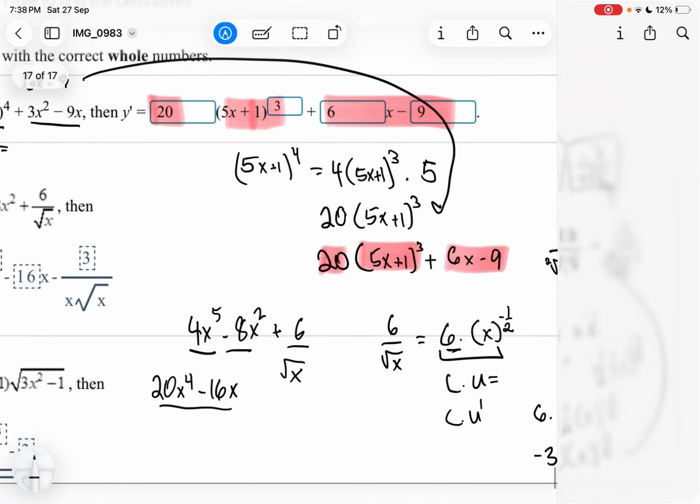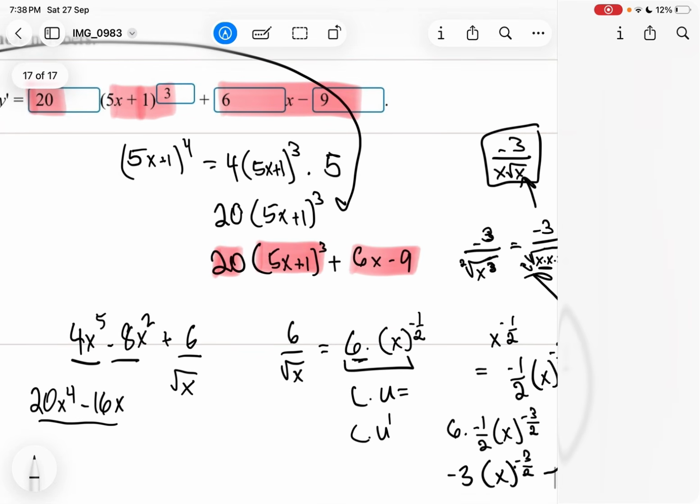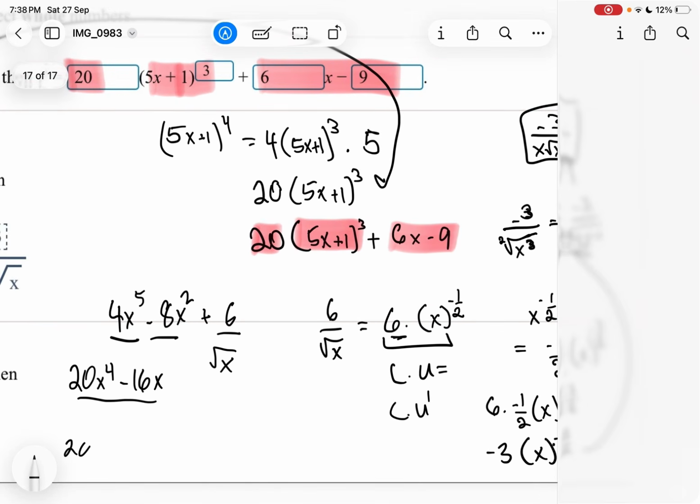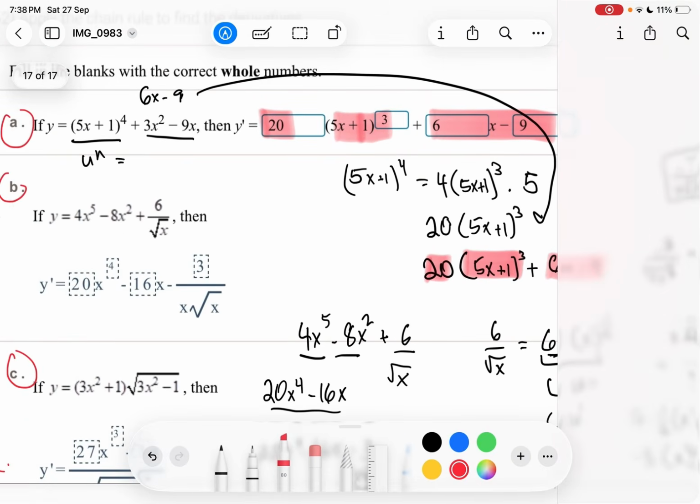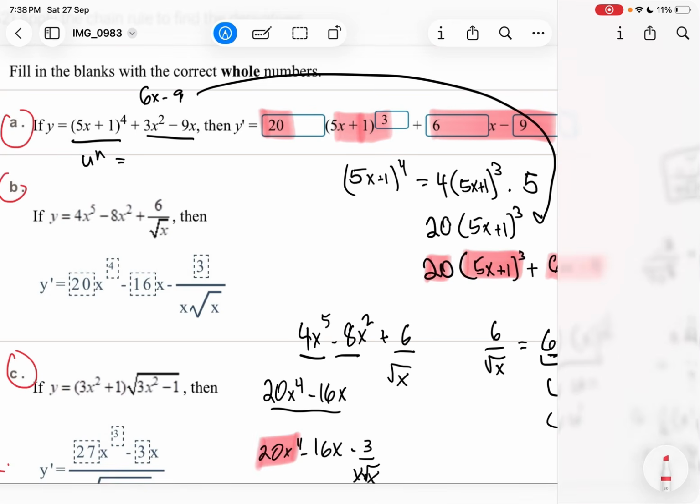So here what you got at the start, you add this with it. So it will be 20x to the 4 minus 16x minus 3 over x radical of x. And as you see here, 20x to the 4 minus 16x minus 3 over x radical x is here.